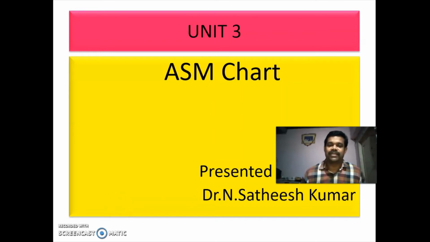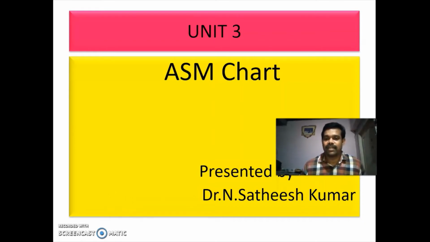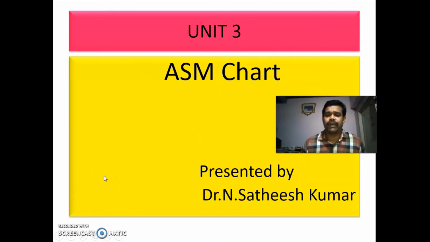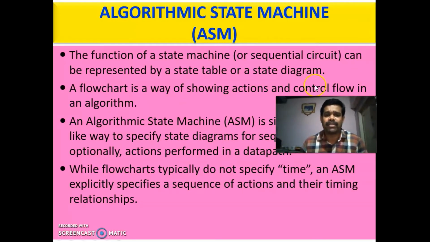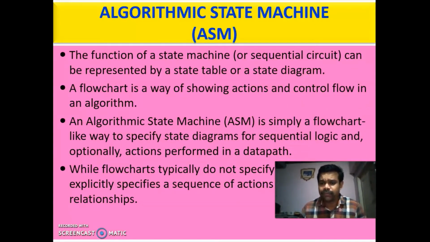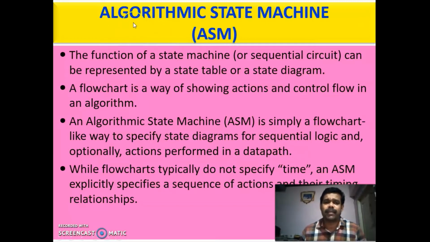Next, we are going to see the ASM chart. This is a topic of third unit, ASM chart. The three basic elements of ASM chart are state box, decision box, and conditional box. These are the three basic elements of ASM chart. Before going into the basic elements, we must know what is the ASM. ASM is nothing but algorithmic state machine.